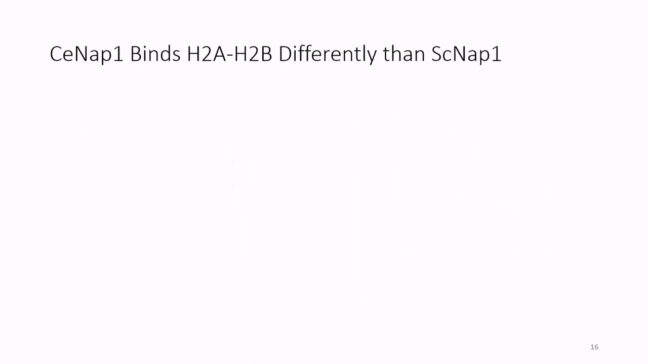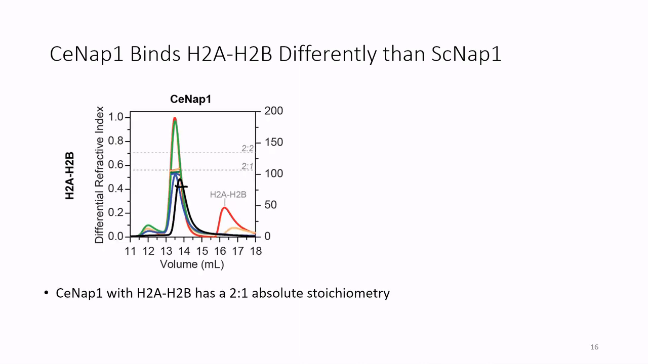Here I'm going to be talking about how worm Nap1 binds H2A H2B differently than yeast Nap1. We see that when we titrate H2A H2B to worm Nap1, the peak shifts to the left, indicating that a larger complex is being formed, and initially there is an increase in the height of the peak, but eventually it reaches saturation at the higher titration points. Along with that, we see that the molecular weight trace reaches a 2-to-1 Nap H2A H2B stoichiometry complex.